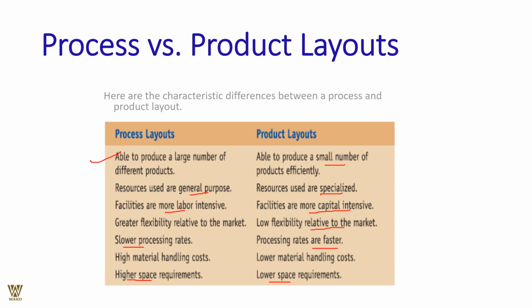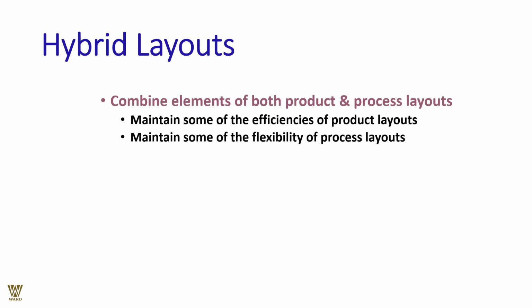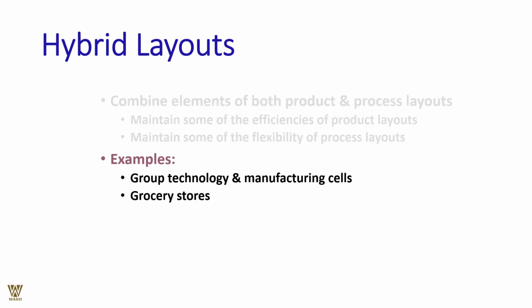And if we can come up with a hybrid layout model with the best of both layouts, be it the process one or the product one, what are we looking into? Maintain some efficiency of product layout and definitely maintain some flexibility of the process layout. If this can be done, this is what we are looking at: a hybrid optimization of production, or should I say the layout of the facility. An example is GT or group technology and manufacturing cell, or let's say a grocery shop.